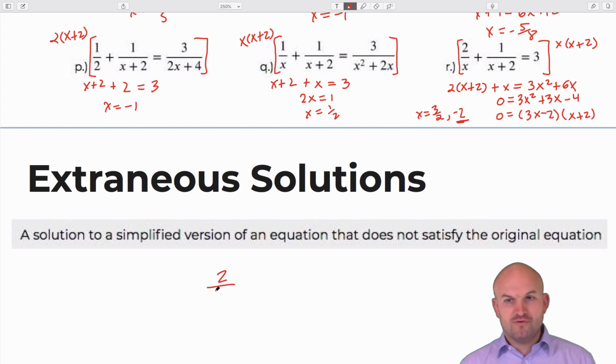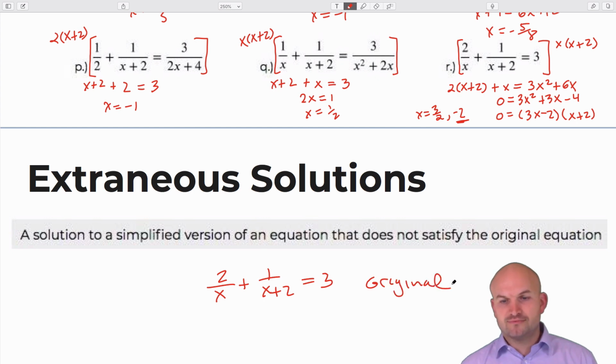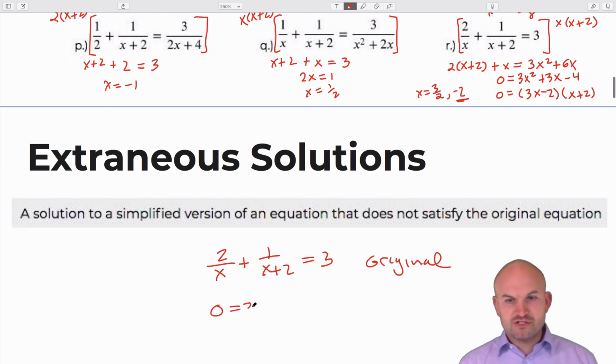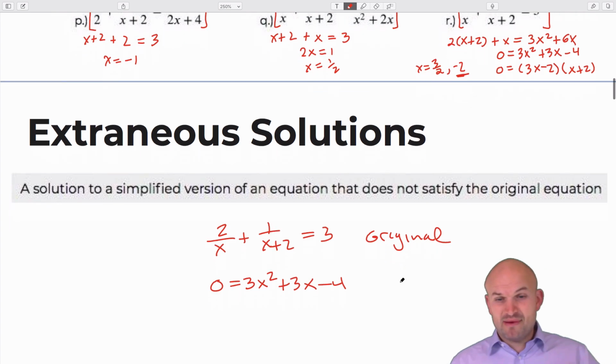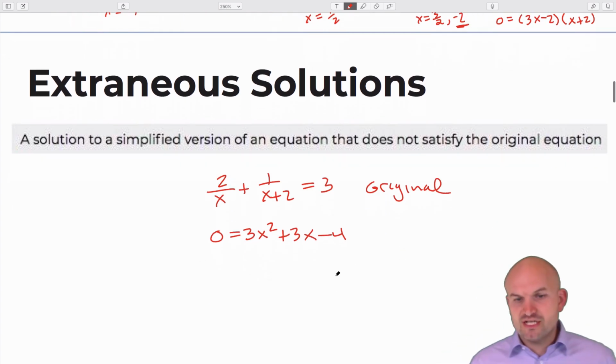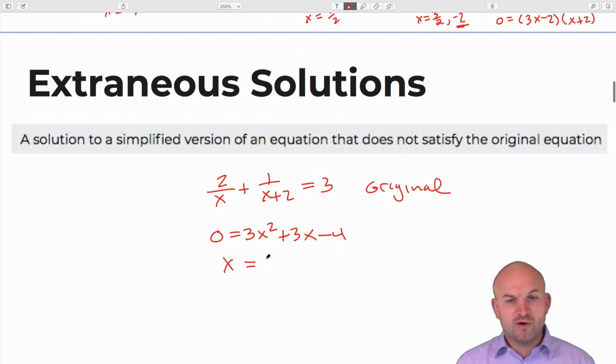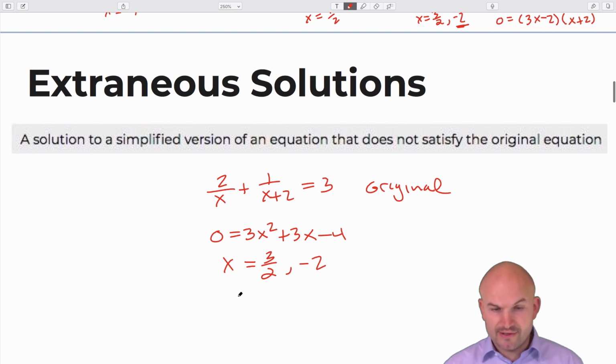I had 2 over x plus 1 over x plus 2 equals 3. That is my original equation. Now, when I multiply by the LCD, I get this nice quadratic that looks like this, 3x squared plus 3x minus 4. Forgetting about the original problem, if I was just simplifying this equation, from Algebra 1 or Algebra 2, I can go ahead and solve it by factoring, the quadratic formula, whatever may be the case. I am going to have two solutions here.